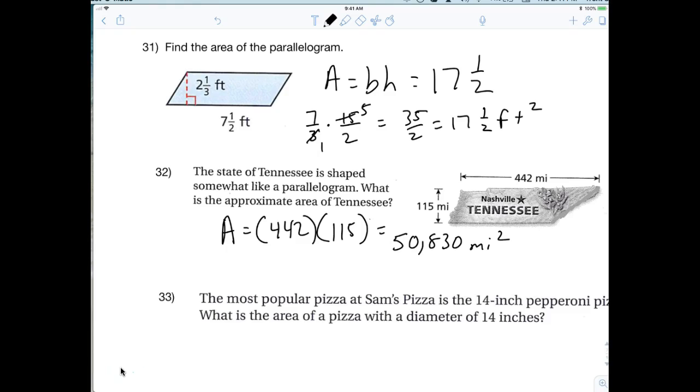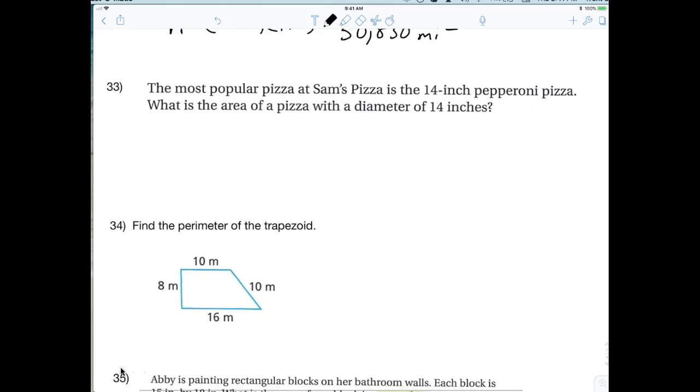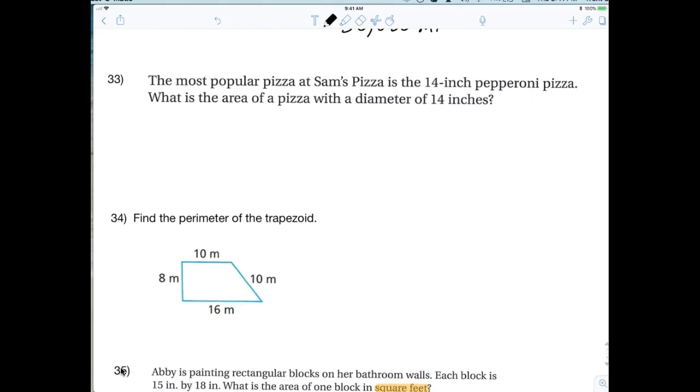Is everybody happy with that? We did this problem. All right. Now it says the most popular pizza at Sam's Pizza is a 14-inch pepperoni pizza. What's the area if the diameter is 14? So what's the formula? If it's a pizza, wouldn't that be circular? That's right. Very good. A equals pi r squared. Jack, what's the radius? 7. Right. So A equals pi times 7 squared. Approximately 153.9 inches squared.